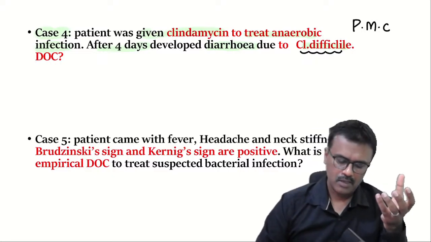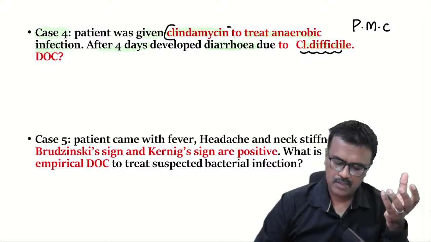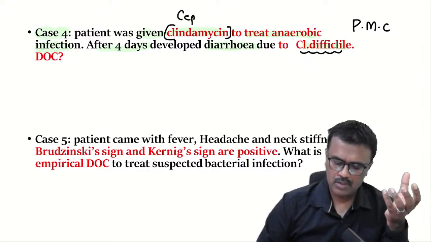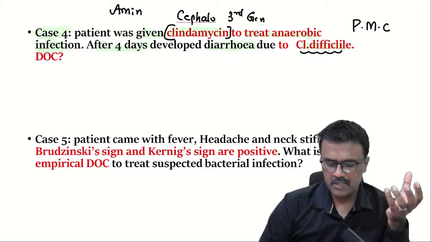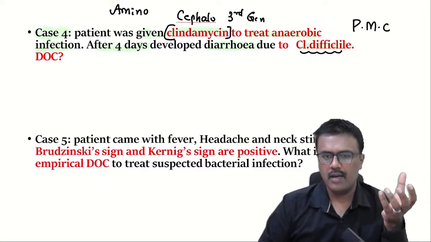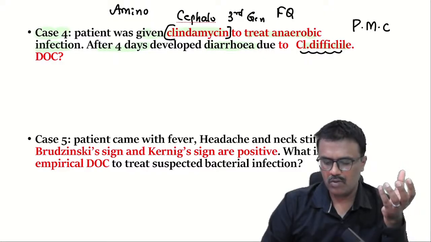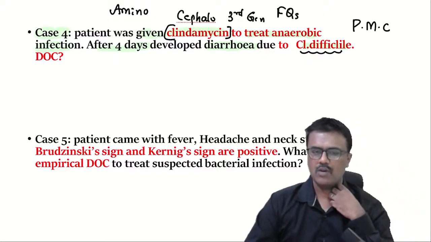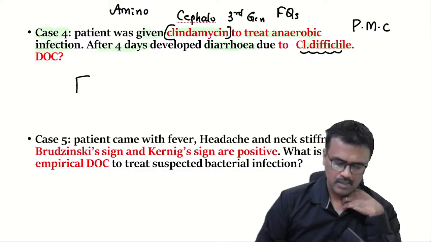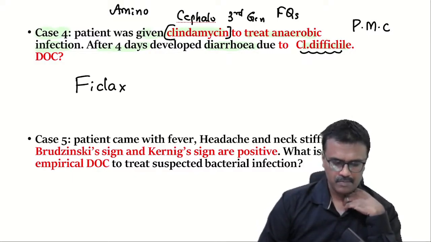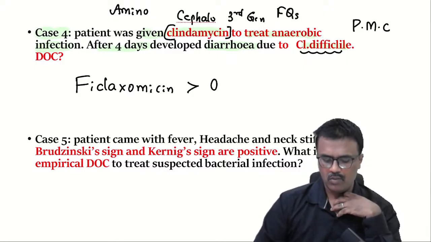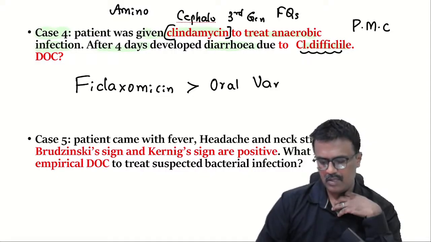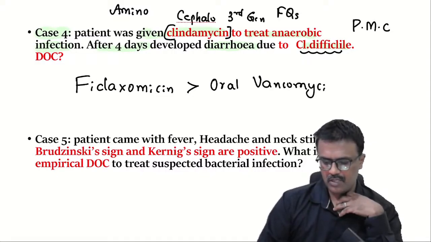So which are the common drugs which are going to cause this? Number 1, clindamycin. Then we have cephalosporins, very commonly, particularly the 3rd generation, are going to cause this. Then the aminopenicillins like ampicillin and amoxicillin, then fluoroquinolones. These are known to produce pseudomembranous colitis commonly. What is the drug of choice? The drug of choice is fidaxomicin. If fidaxomicin is not there, you can give oral vancomycin. So this is the drug of choice.